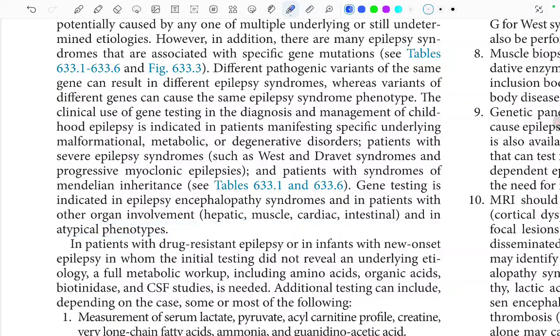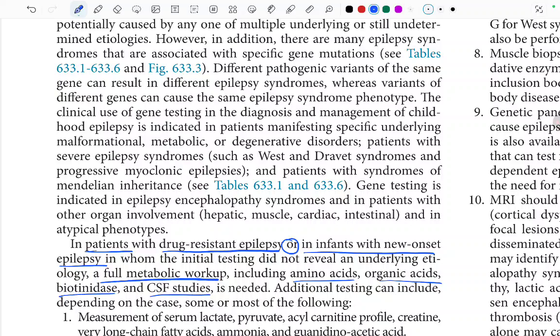In patients with drug-resistant epilepsy or in infants with new onset epilepsy in whom the initial testing did not reveal any underlying etiology, a full metabolic workup including amino acids, organic acids, biotinidase, and CSF studies is needed. In whom is all this workup needed? In patients with drug-resistant epilepsy or in infants with new onset epilepsy. And on initial testing we did not find anything, so we need a full metabolic workup including amino acids, organic acids, biotinidase and CSF studies.